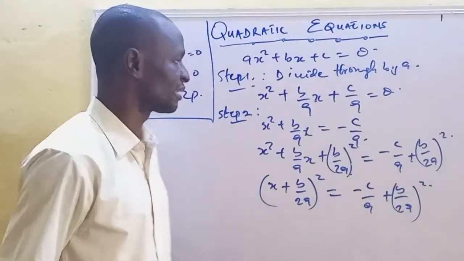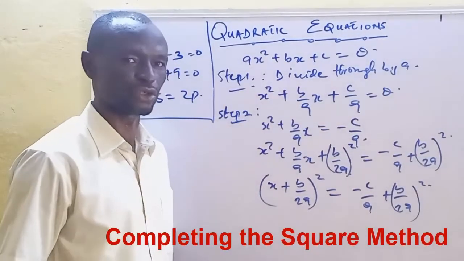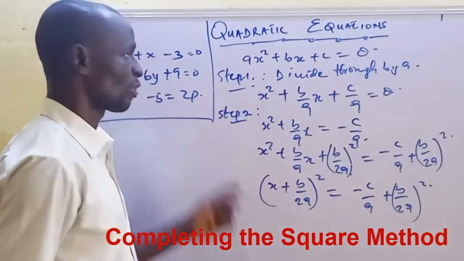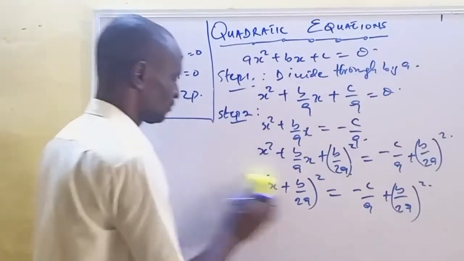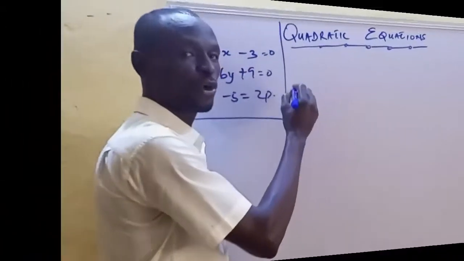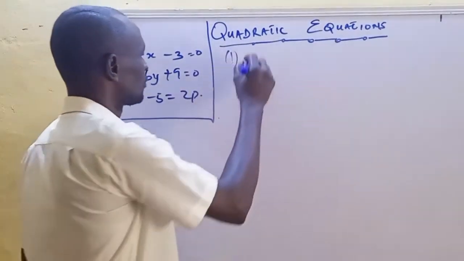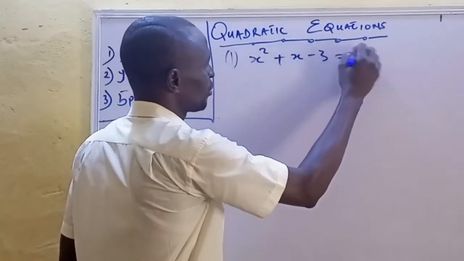But for this lesson, what we're working on is how to use the completing the square method. Now, let's solve these 3 questions to help us understand what we have done here. Question 1 says x squared plus x minus 3 equals 0.